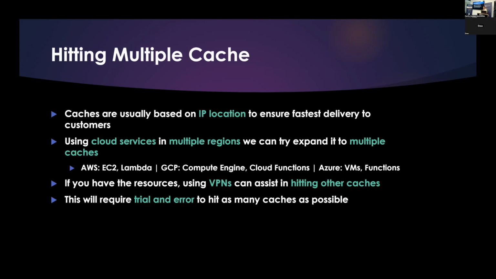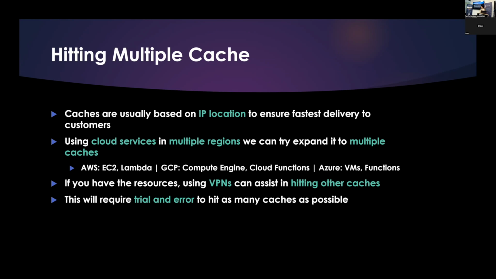The easiest way to do this is that caches are usually based off of IP geolocation to ensure the fastest delivery to customers. So we can just spin up cloud resources in multiple regions to try and hit multiple caches. You can think of things like EC2, Lambda, Compute Engine, VMs for Azure, anything you're most comfortable with that can be spread across multiple regions. You can also use VPNs if you want to, but this would probably be pretty resource intensive, so I'd recommend using cloud resources.